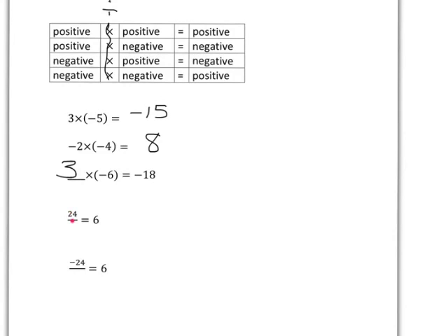We've got 24 divided by something must give me 6. Well, we want our answer to be positive, and the thing that's being divided is positive, so the thing underneath must also be positive. So it's 24 divided by 4. What about this one here? Well, our answer is positive, so we're in those two situations. But the thing that's being divided is negative, so we're here. So negative divided by a negative will give me a positive, so I have to put in a negative 4 to get our answer of positive 6.